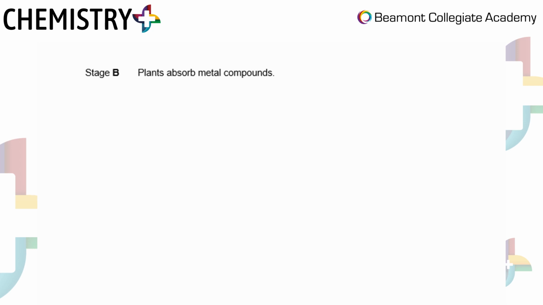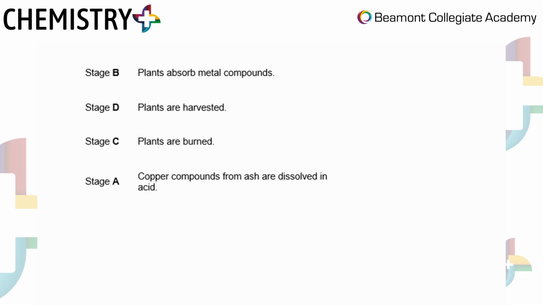So the stages are as follows. First, stage B, plants absorb metal compounds. Then stage D, plants are harvested. Then stage C, plants are burned. Stage A, copper compounds from ash are dissolved in the acid. And then stage E, the solution of copper compound is electrolyzed or displaced with scrap iron. How did you get on?